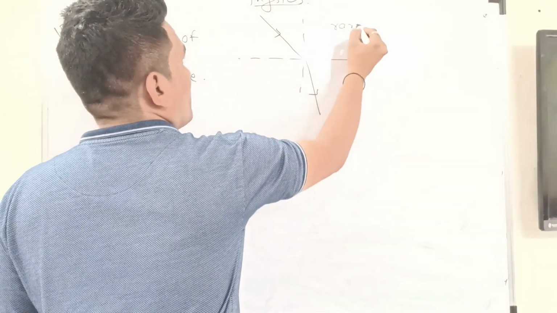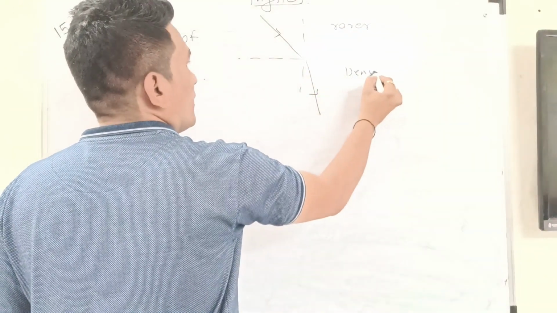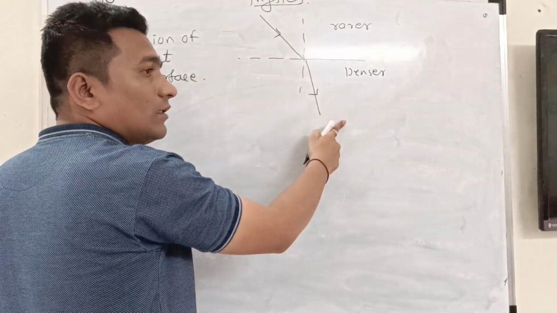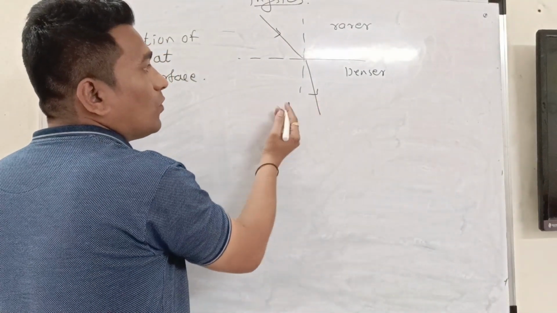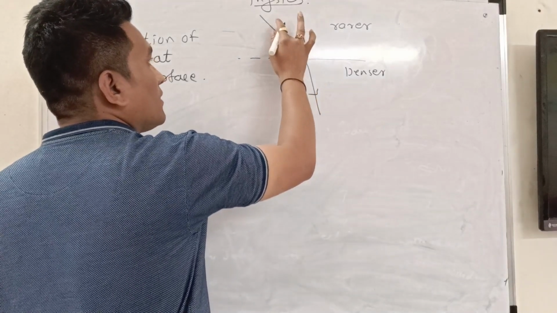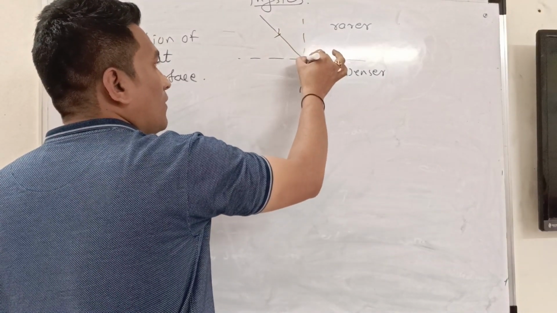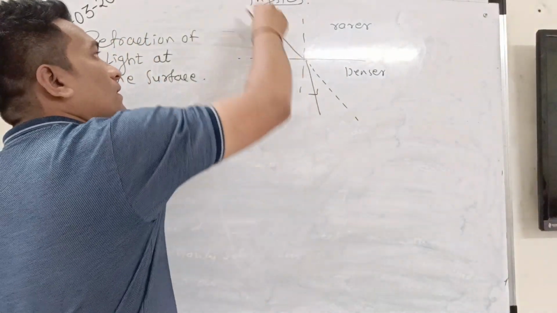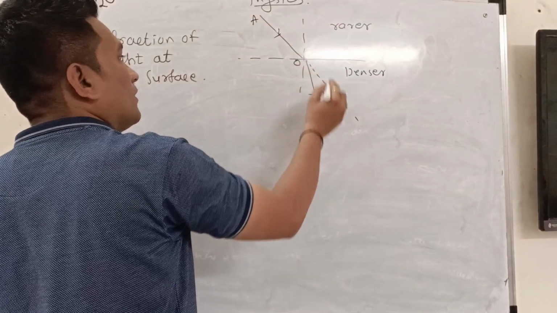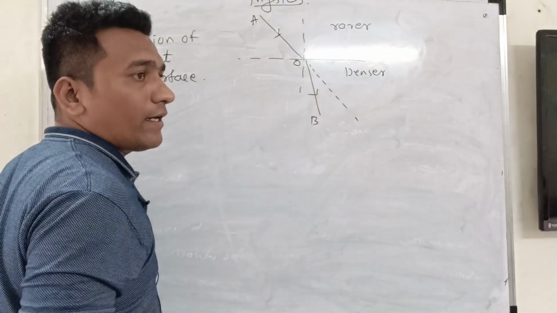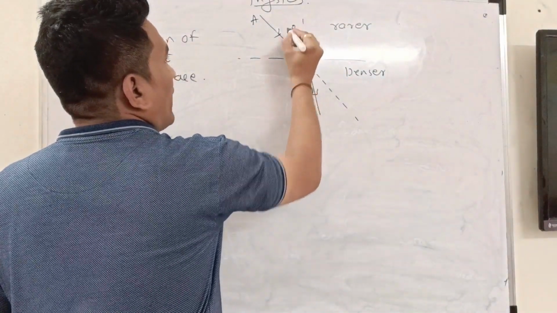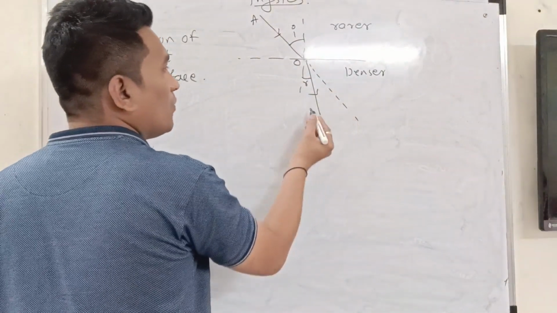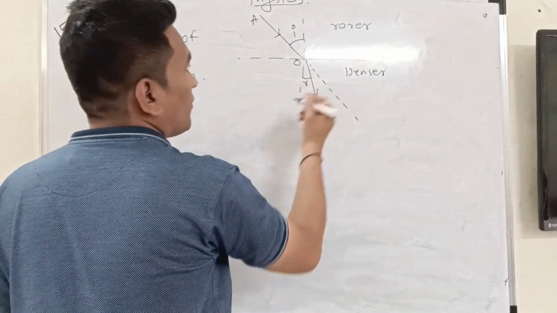So if this is a rarer medium and this is a denser medium, when a light ray travels from a rarer medium to the denser medium, the light ray bends towards the normal. In this diagram, you are able to see the light ray is traveling from rarer to denser. This is the incident ray AO, OB is the refracted ray. This angle is called the angle of incidence, this angle is called the angle of refraction. The light ray will bend towards the normal when it is traveling from rarer to denser.